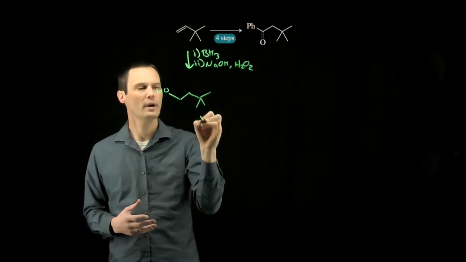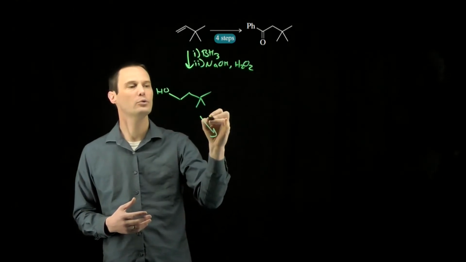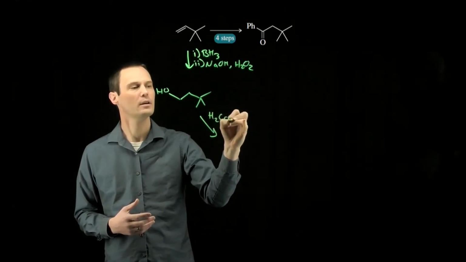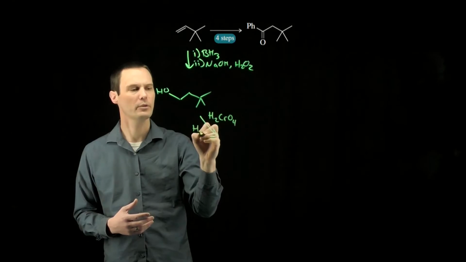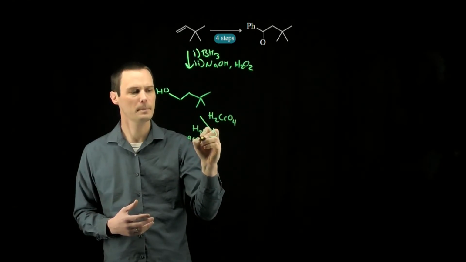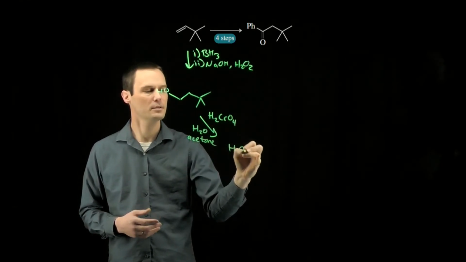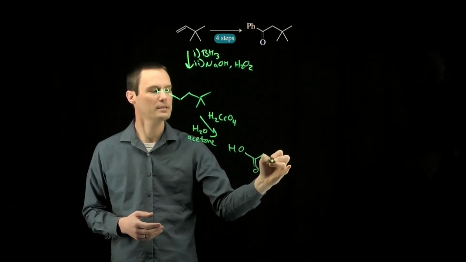I then want to oxidize this alcohol to a carboxylic acid using chromic acid. That's usually done with water and acetone as a solvent. And that oxidizes the primary alcohol to a carboxylic acid.